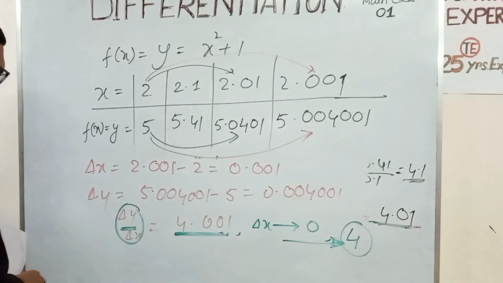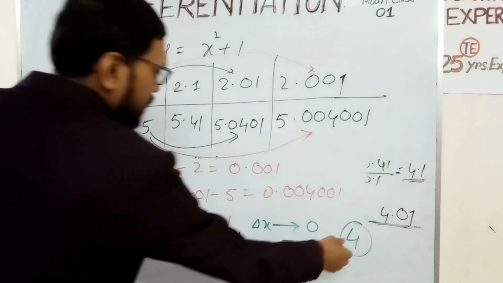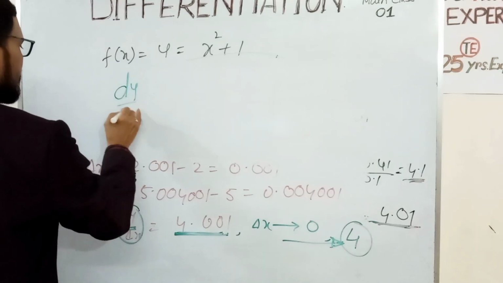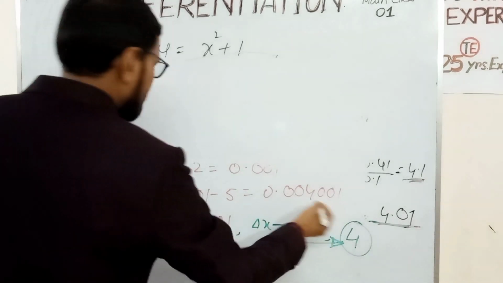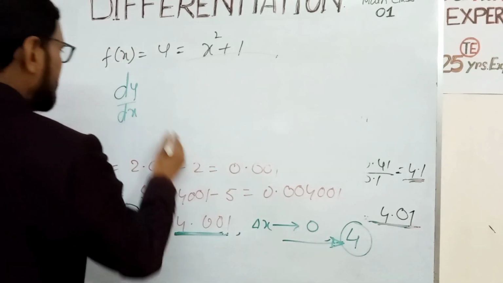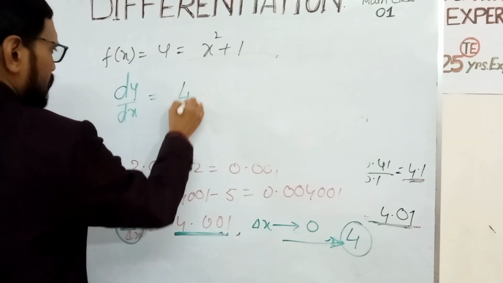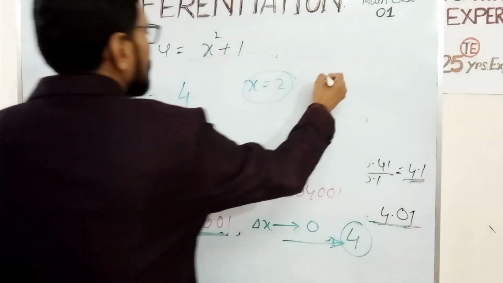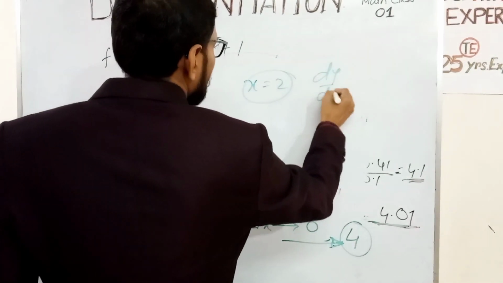From the definition of dy by dx, this value becomes dy by dx. So dy by dx becomes 4. As delta x becomes very small, that is, tends to 0, then dy by dx becomes 4, and we started from x equal to 2. So at x equal to 2, dy by dx becomes 4.